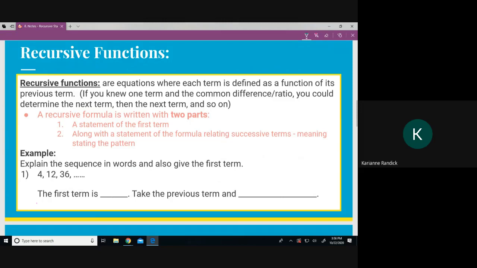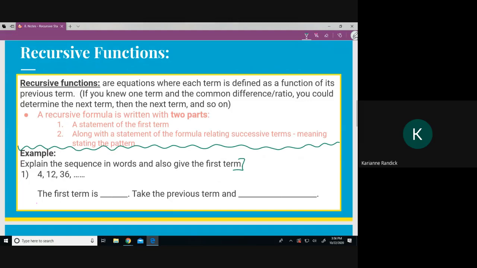So we get to our example. In our example, you need to write your direction. You can kind of cross this off, or not cross it off. You can maybe do a line if you want to separate the definition from your example. But here we go. So for our first example, have your direction. It says explain the sequence in words and give the first term. That's going to be our same direction for the first 4 problems. So if you write it once, you don't have to keep writing it for the first 4 problems.